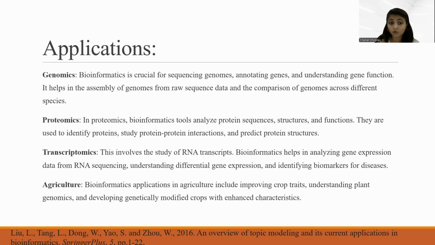And transcriptomics involves the study of RNA transcripts. It helps in analyzing gene expression data from RNA sequencing, understanding differential gene expression, and identifying biomarkers for diseases. Like in the agricultural field, we can understand the sequencing of plant genomes also. So it helps in improving crop yields and making modified crops.